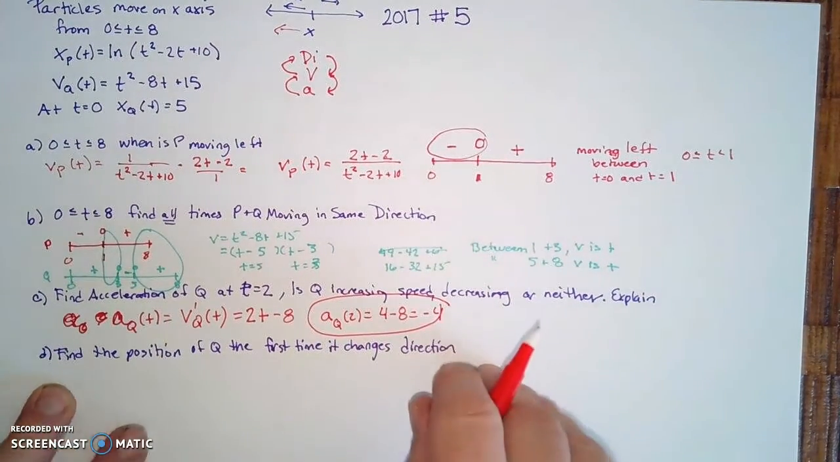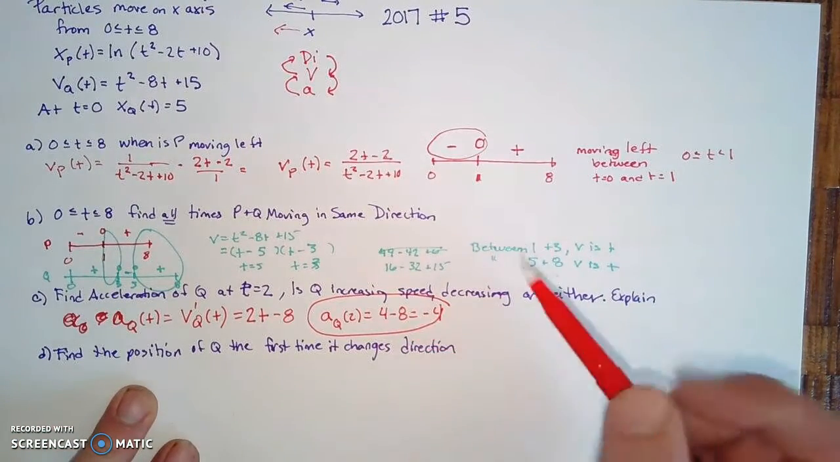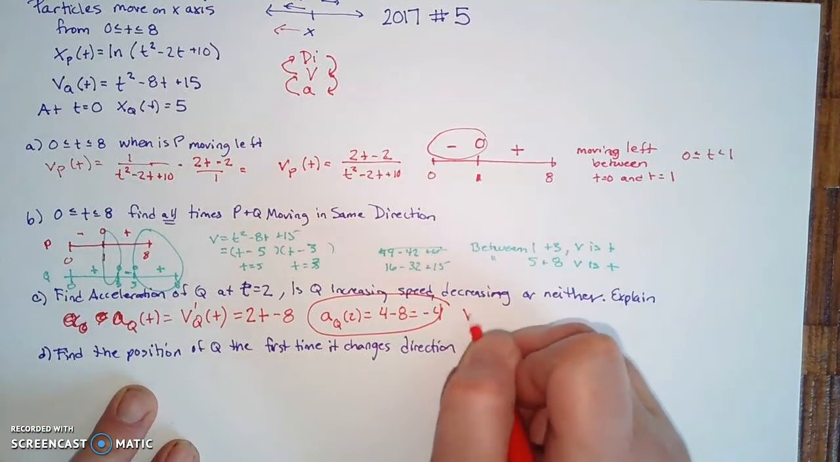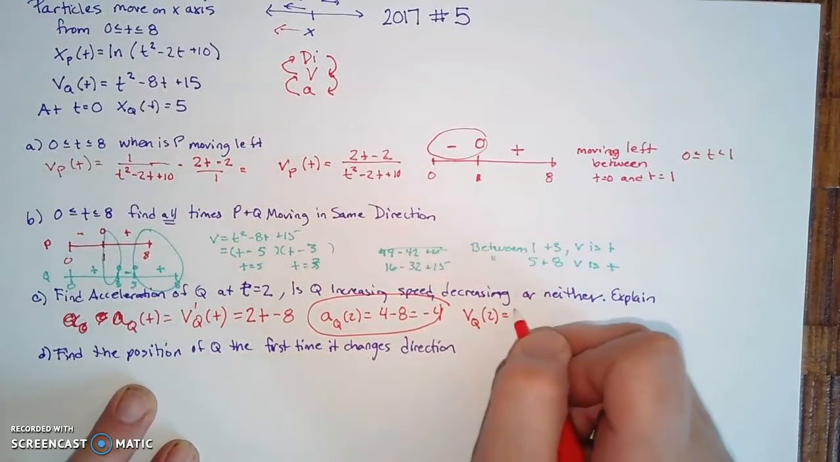And they want to know if the object is speeding up or slowing down. Well, this gives me the acceleration at time 2. We also need the velocity at time 2, and then we can tell everything we need. Let's put 2 into velocity. That's 4.